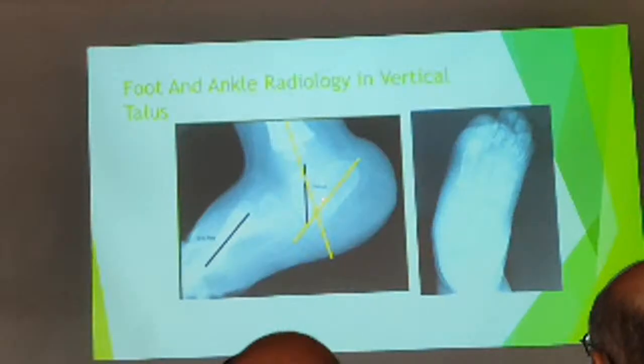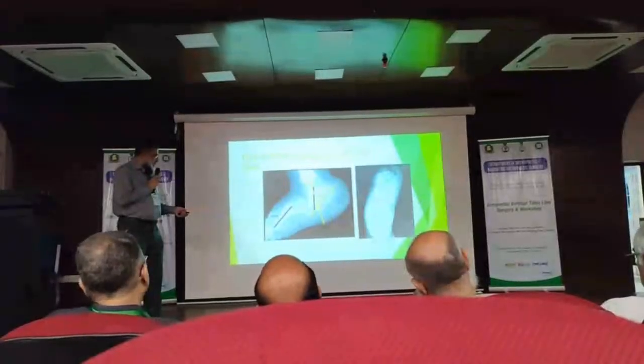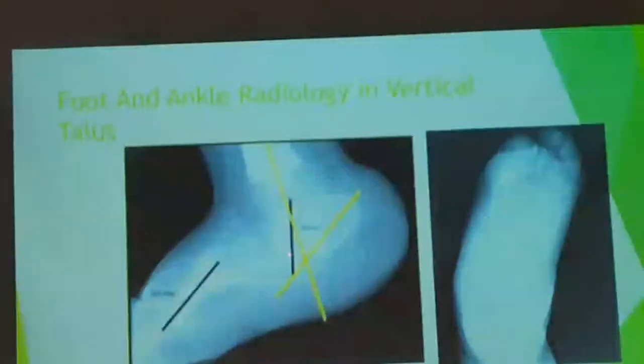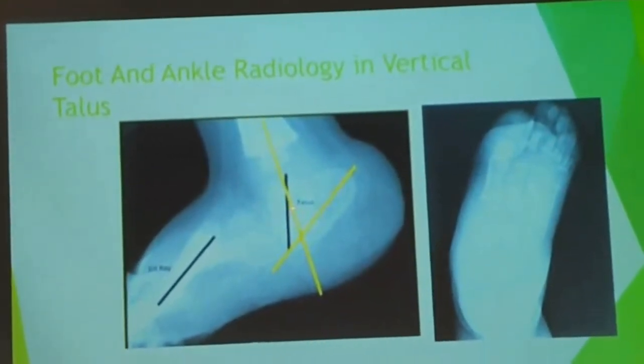So after this basic knowledge, now we'll see what happens in the vertical talus. If you see this calcaneal angle, this angle is increased. It means the calcaneum is in the equinus position. This is the line for the metatarsal. If you see the talus is markedly plantarflexed. If you see the talus angle, that is also marked in blue. So this is showing the vertical talus.